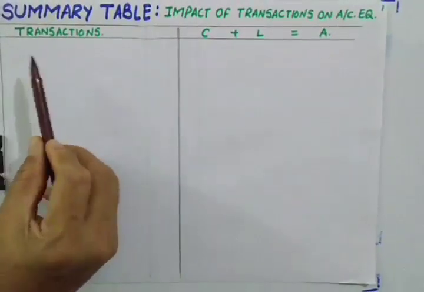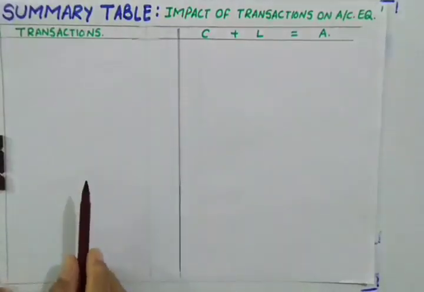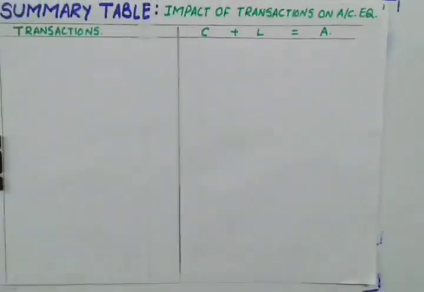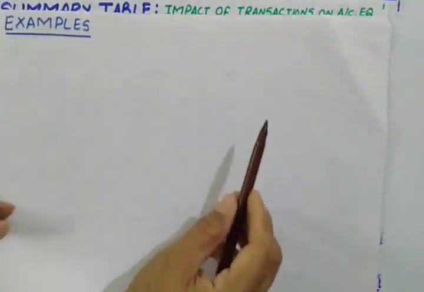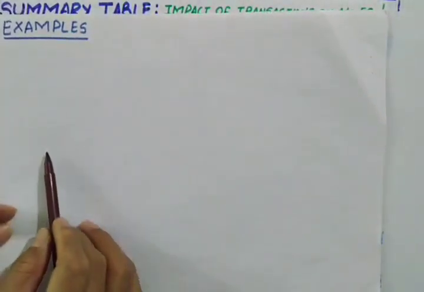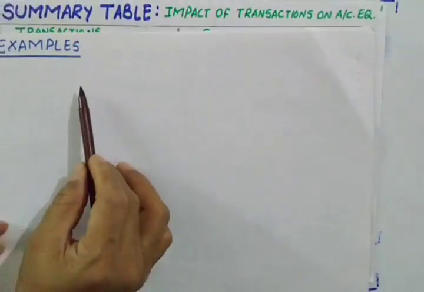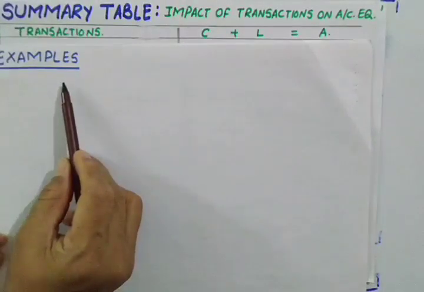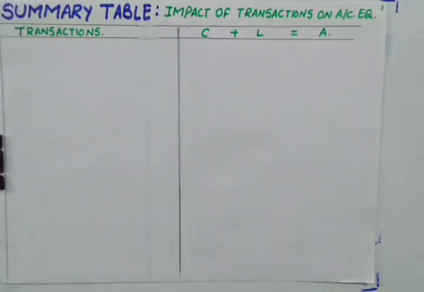You will be making this summary table on 2, 3 pages, and you can write down these examples on a separate page. I will be doing the transactions and their examples side by side. So let us start with the first transaction.